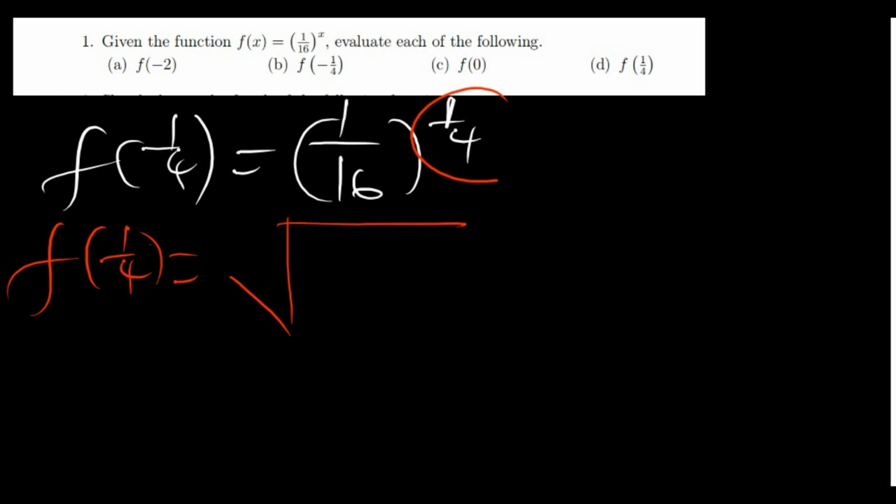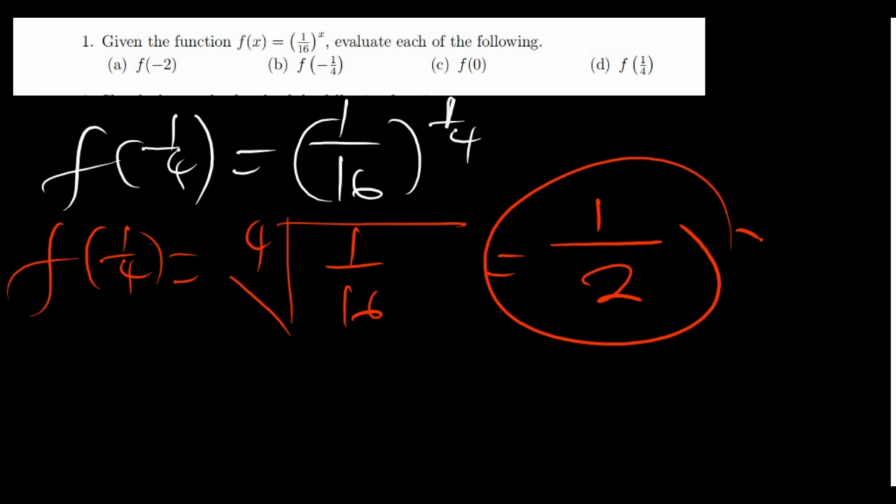This is the same scenario as part B, only that part B has a negative, where we introduced the 1 on top for us to remove the negative. But in this case, there is no negative. We just take it the way it is. So it's going to be the fourth root of 1 over 16. Then the fourth root of 1 is 1, and the fourth root of 16 is 2. So in that case, the answer is going to be 1 over 2. So that is it for question 1.